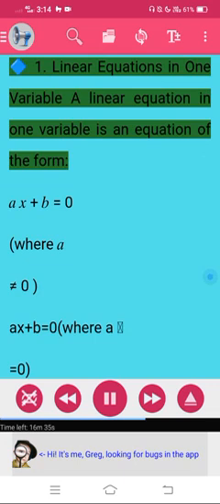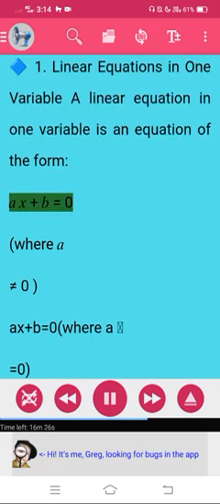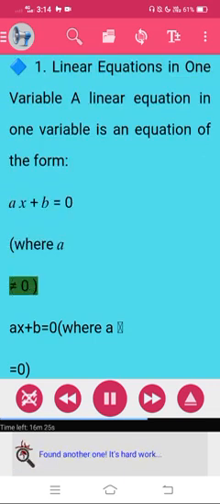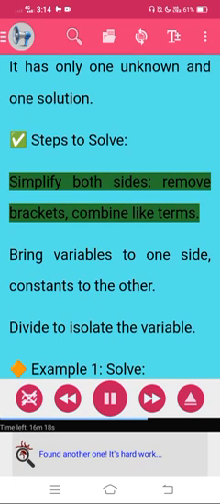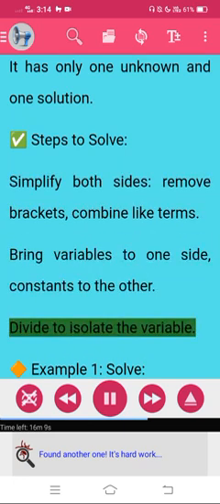Linear equations in one variable. A linear equation in one variable is an equation of the form ax + b = 0, where a ≠ 0. It has only one unknown and one solution. Steps to solve: simplify both sides, remove brackets, combine like terms, bring variables to one side and constants to the other, then divide to isolate the variable.